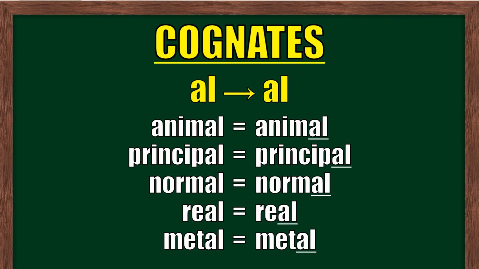Animal, principal, normal, real, metal. These are just a few examples. They are not the only ones. There are many words that end in AL, both in English and in Spanish. So whenever you want to say a word in Spanish that ends in AL in English, you already know how to say it in Spanish.